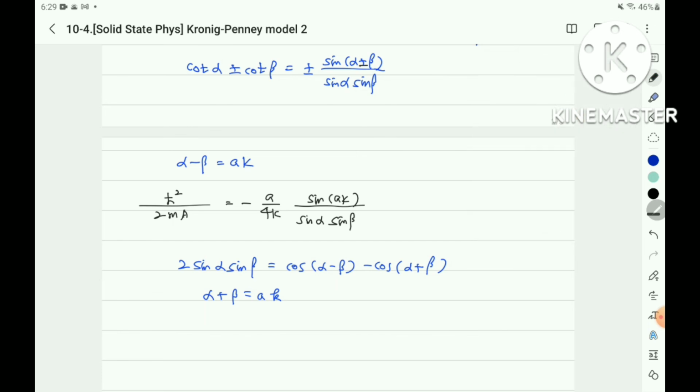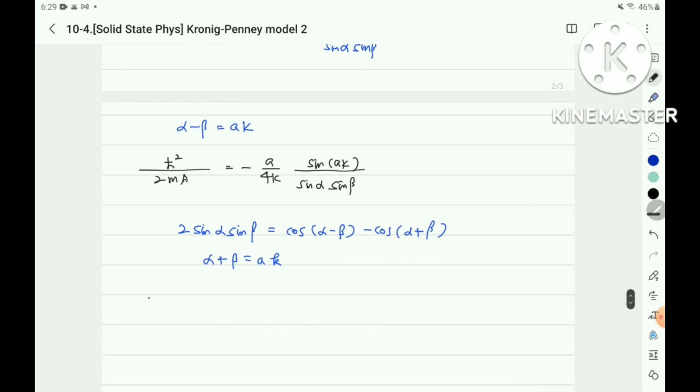Therefore h bar square over 2ma is sine alpha sine beta, here a over 2k sine ak, and also cosine alpha plus beta. Alpha plus beta gives cosine ka minus cosine ka.